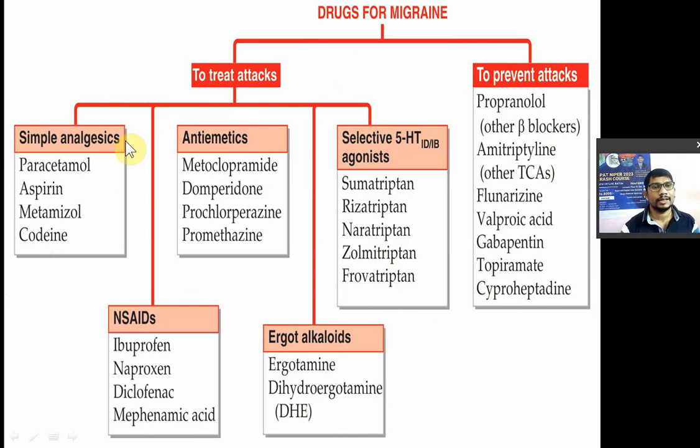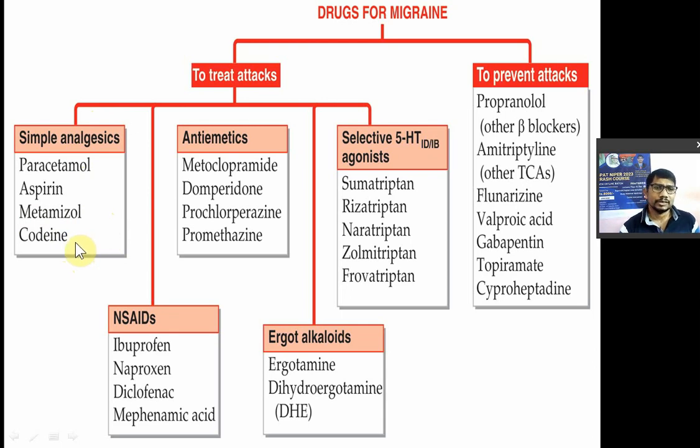The first one is the analgesic. Here it is written simple analgesic. What does simple mean? I don't know, but it is given, so it is given. Obviously the first class will be analgesic. In that you have paracetamol, aspirin, metamizole and codeine. Codeine does not really come under simple analgesics. On what basis it is classed, I don't know. Codeine is a narcotic, an opioid analgesic, okay.